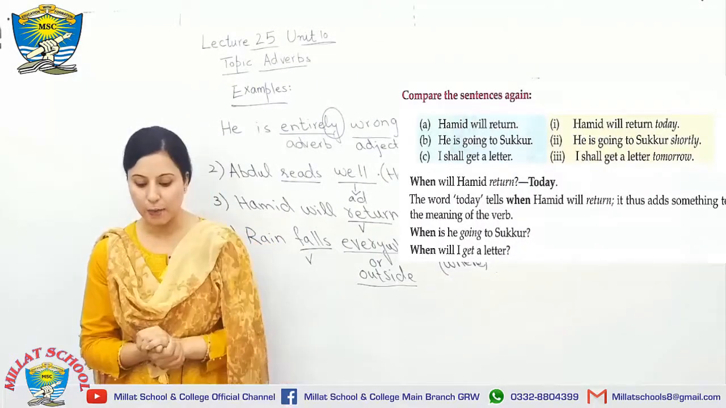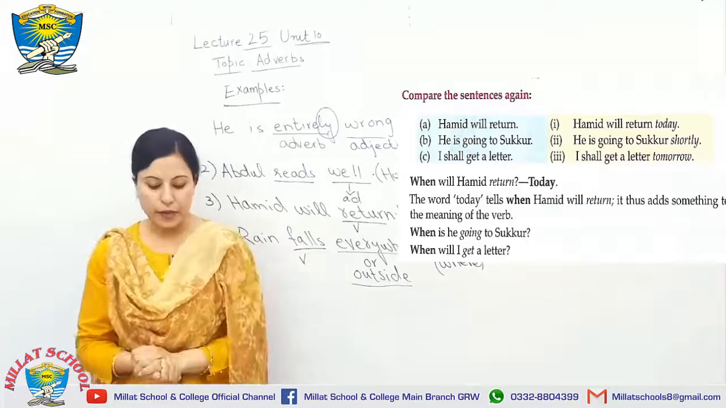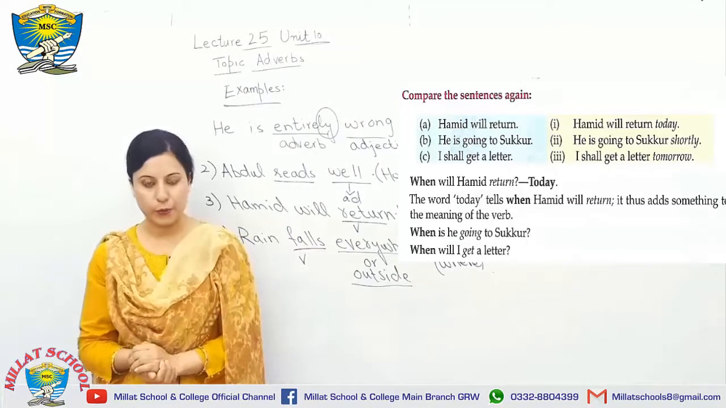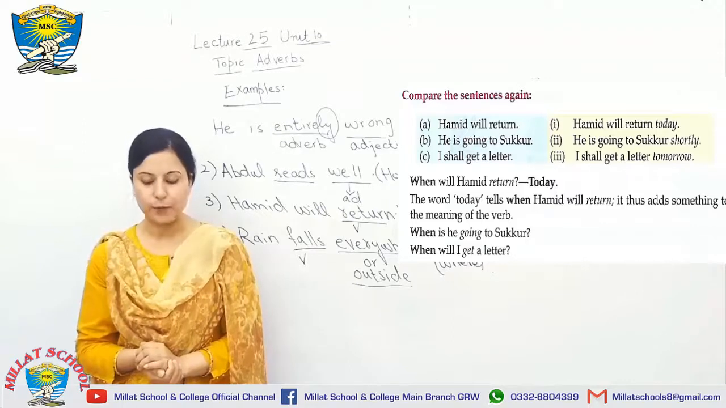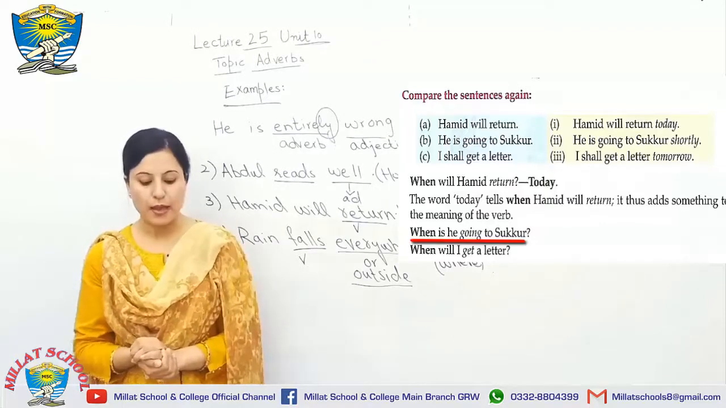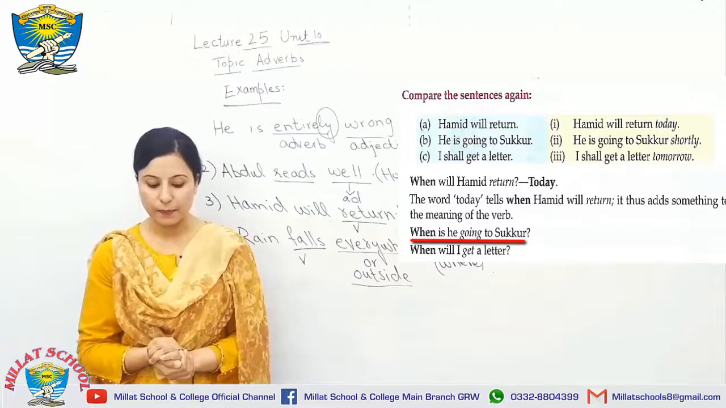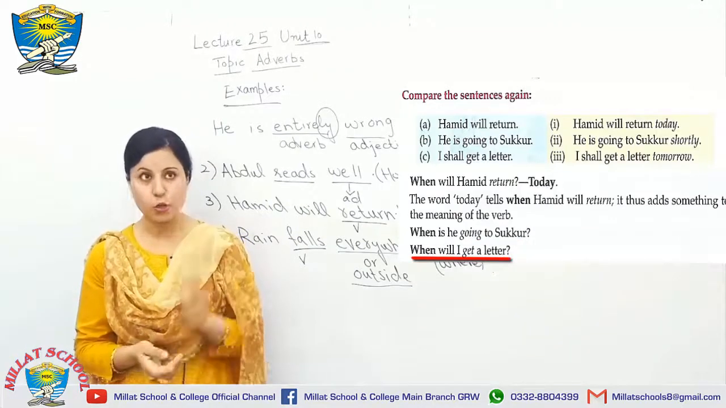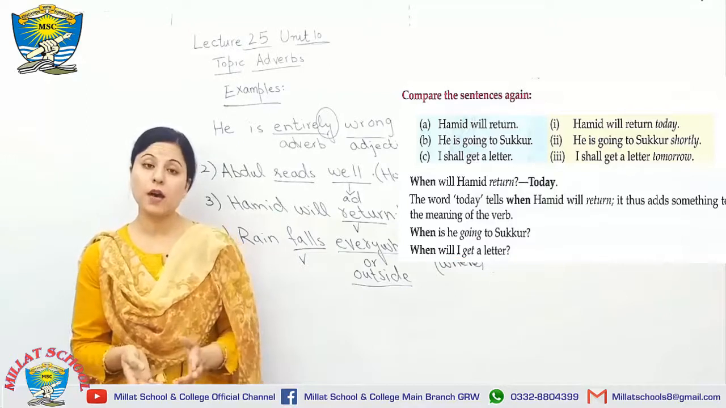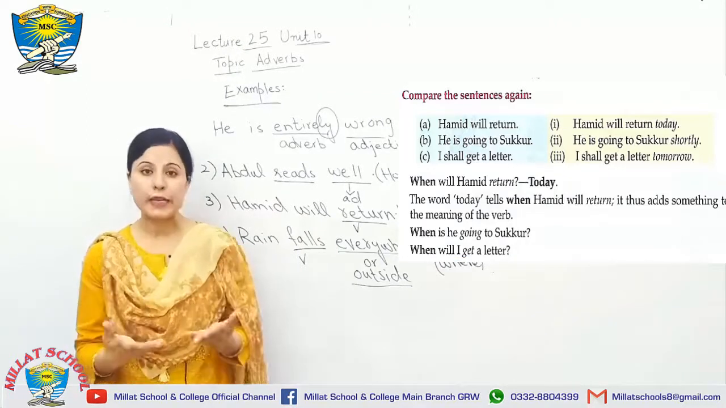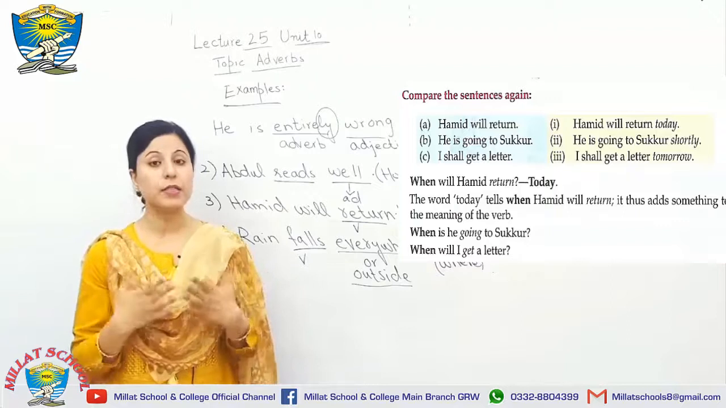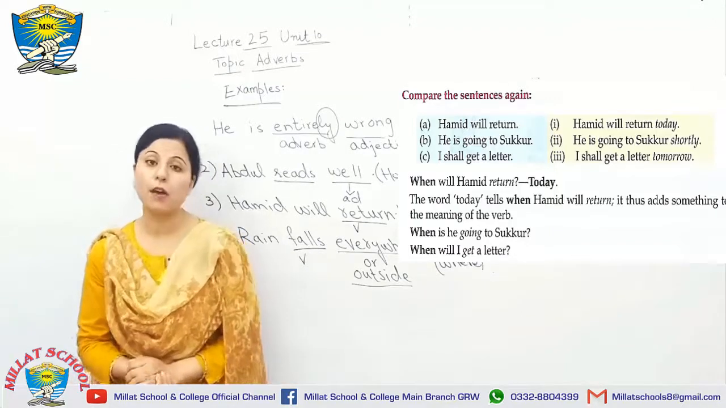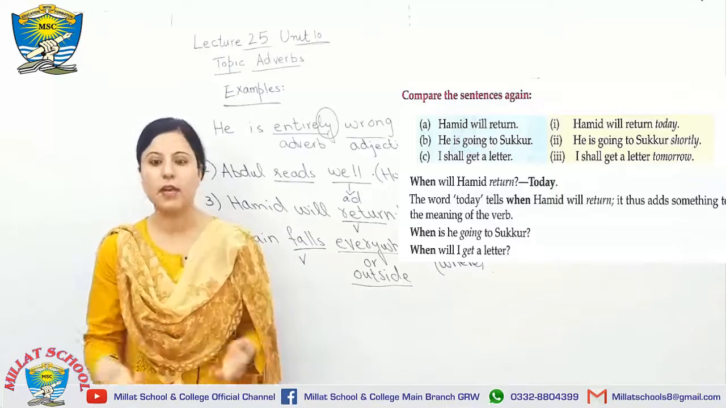Now we are moving towards when. For example, in your book on page number 130, there are some examples for you. For example, I have picked up the last one for you. When is he going to succeed? Shortly. When will I get a letter? Tomorrow. So these are also our adverbs that tell us about the timing of something happening. The timing of our action is also an adverb.